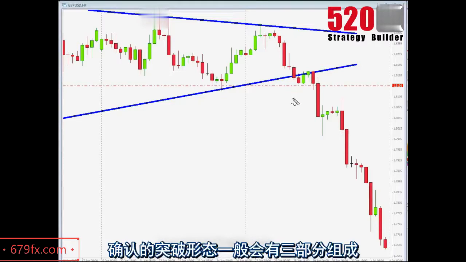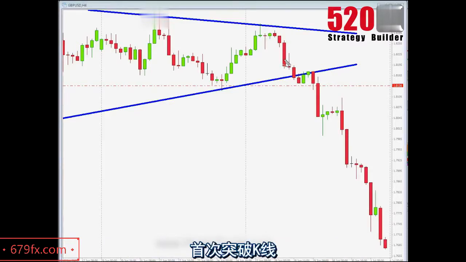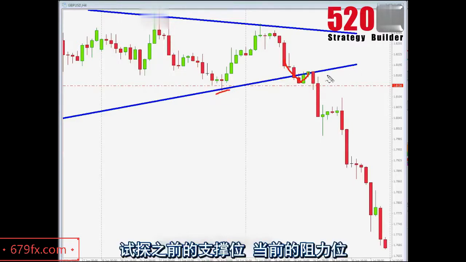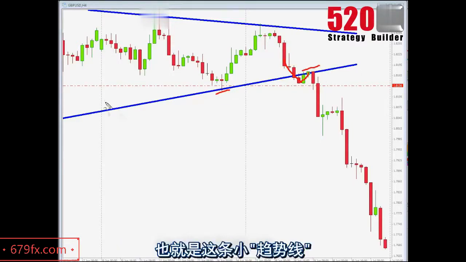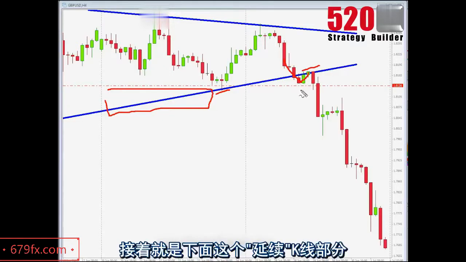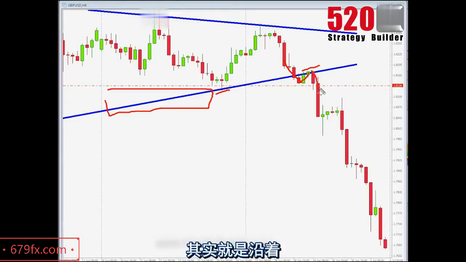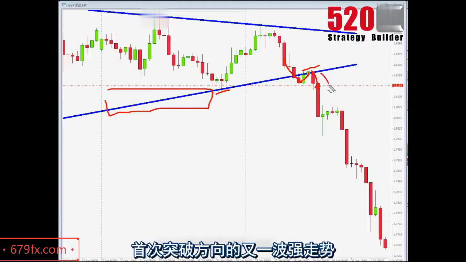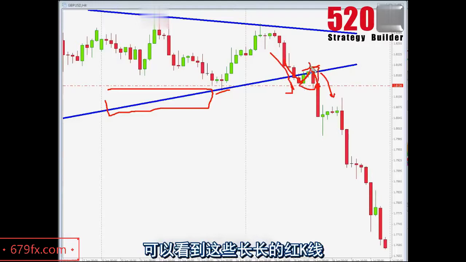breakout thrust. Any breakout pullback continuation pattern is formed by three parts. The breakout thrust, which is this initial breakout, then the pullback I was just mentioning before, retesting previous levels of support, now turning to resistance, meaning this trend line, the lower band of the triangle bottom, and from there we have the continuation part, which is basically a new swing in the direction of the initial breakout, signified by those long red bars.